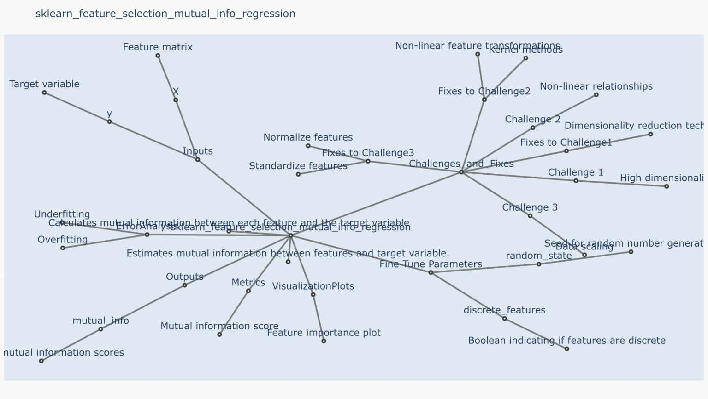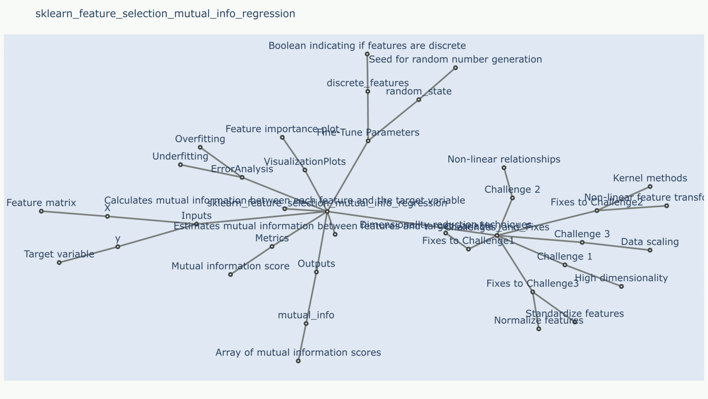Inputs. X, a 2D array of shape (n_samples, n_features) representing the features. Each row corresponds to a sample, and each column corresponds to a feature. y, a 1D array of shape (n_samples) representing the target variable. Outputs. mi, a 1D array of shape (n_features), containing the estimated mutual information between each feature and the target variable.